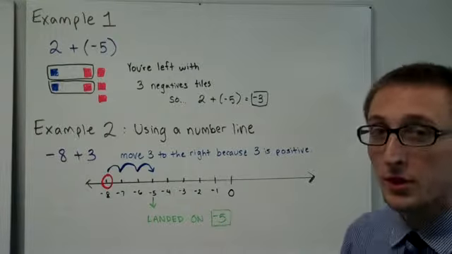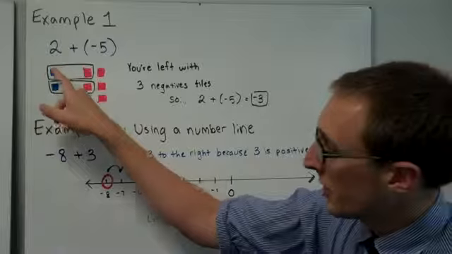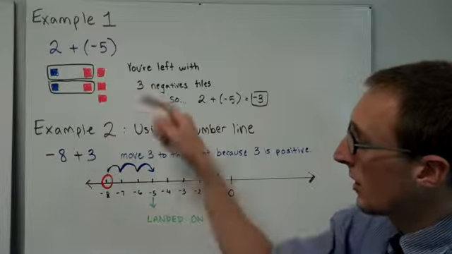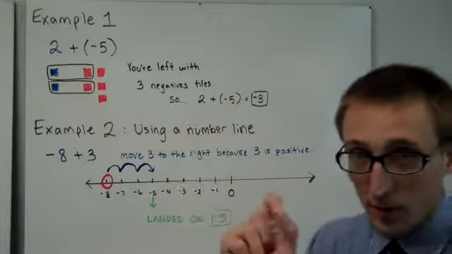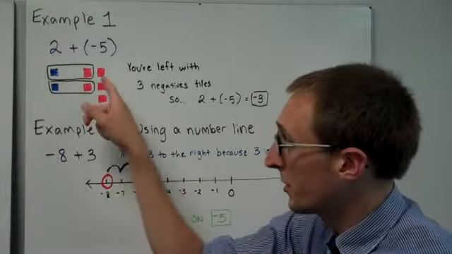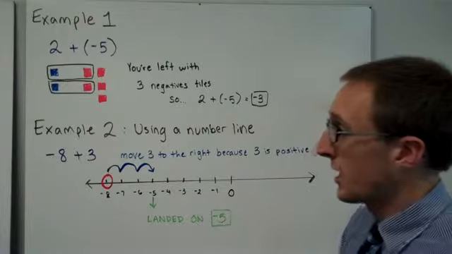All right, so example 1. Let's say we have 2 plus -5. Okay, you can see that I have my 2 blue tiles plus my 5 negative red tiles. Remember, each one represents either a positive 1 or a negative 1. So I'm basically combining them together. I'm adding. That's what adding means.